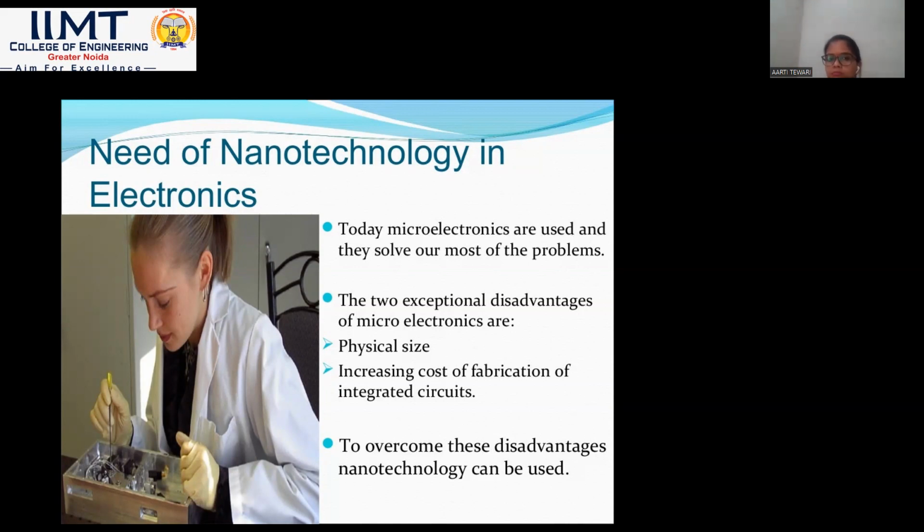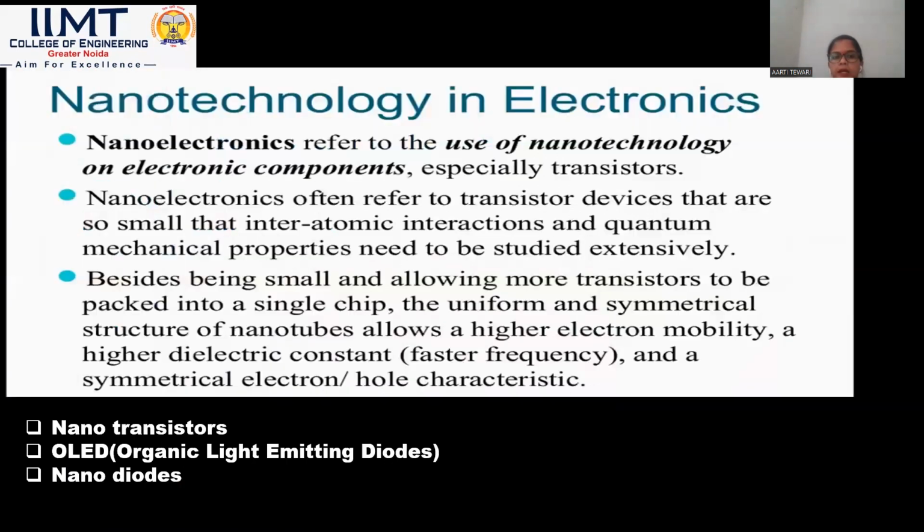So we shifted our gears to nanotechnology and we can see that nanomaterial is an advantage. So nanotechnology in electronics is the use of nanotechnology in electronic components, especially transistors. They're often referred to as transistor devices that are so small that the interatomic interactions and quantum mechanical properties are studied.